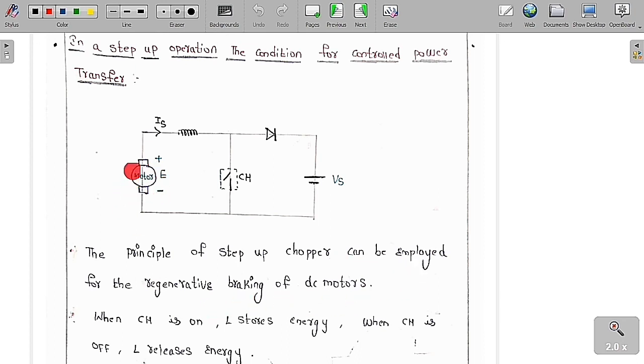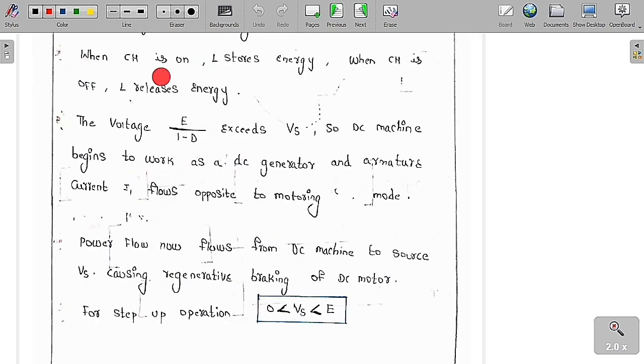Whenever regenerative braking occurs, we can utilize that power for giving power to the supply voltage. So whenever the motor is operating in regenerative braking, we are going to supply that power to this source. When the chopper is on, the inductor stores the energy, and when the chopper is off, the inductor releases the energy to the source. The voltage E by 1 minus D exceeds Vs. So the DC machine begins to work as a DC generator and the armature current I flows opposite to the motoring mode. Whenever the average output voltage is equal to the input voltage by 1 minus D, the input voltage here is E, so E by 1 minus D.